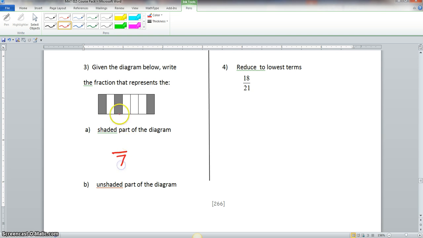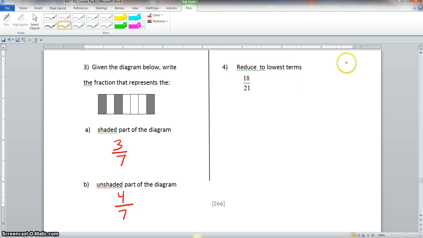So our denominator would be 7. But our numerator, the shaded part, would be 3. So that's 3 over 7. Now B says the unshaded part. We know our denominator will stay 7, but our numerator will be all the unshaded parts, which would be 4. So that's 4 sevenths.